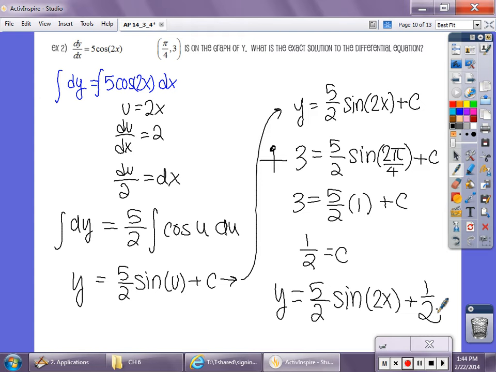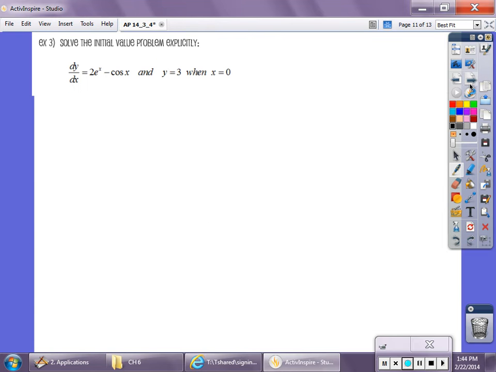All right, go ahead and look up if you have example 2 done. The answer is down at the bottom here. y equals 5/2 sine of 2x plus 1/2. And then you guys should be working on your second one, example 3.